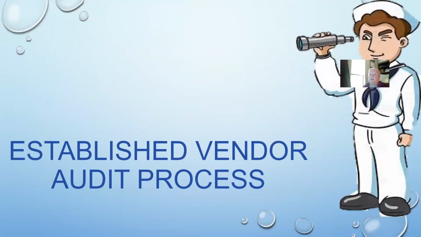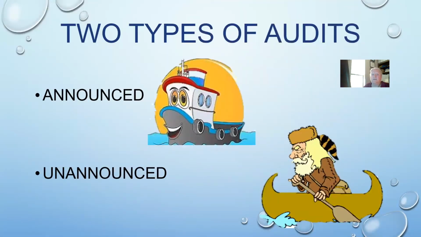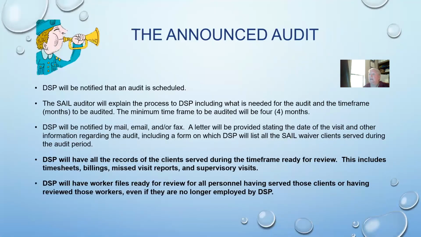Established vendor audit process. There are two types of audits, the announced one and the unannounced one. The announced audit means we're going to notify you that an audit is scheduled. And the auditor will explain the process to you, including what is needed for the audit and the time frame to be audited. The minimum time frame to be audited will be 4 months.